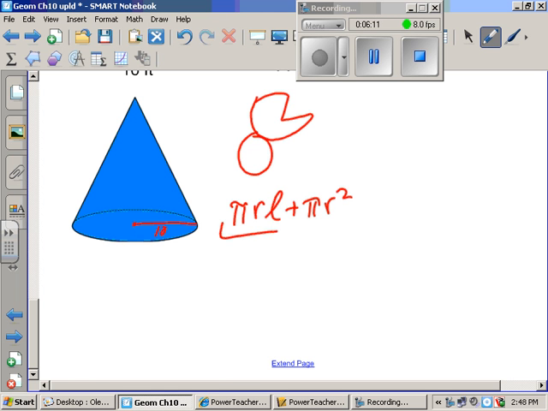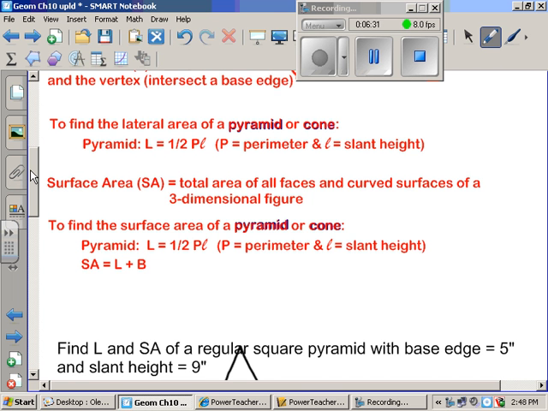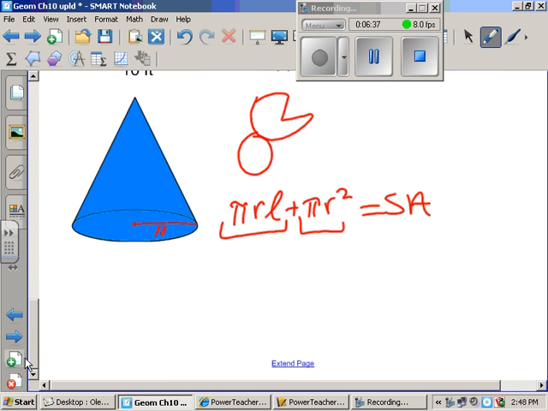So the lateral area is pi r times slant height. The base is pi r squared. When you add them together, you get total surface area. And that's because if you look up at this formula, the lateral area is 1/2 the perimeter times the slant height. Well, remember, perimeter is 2 pi r, so half of 2 pi r is pi r, times the slant height. So that's why it's like that, but really, I think it's just easier to memorize this.